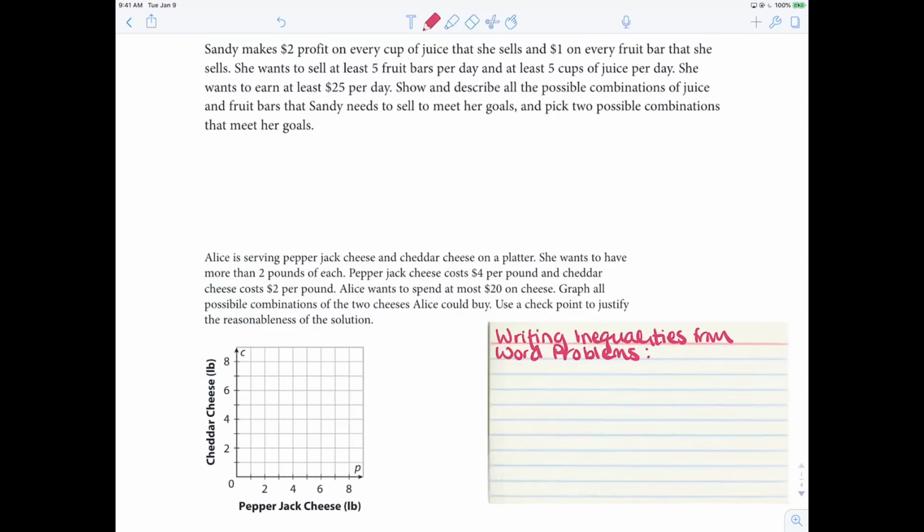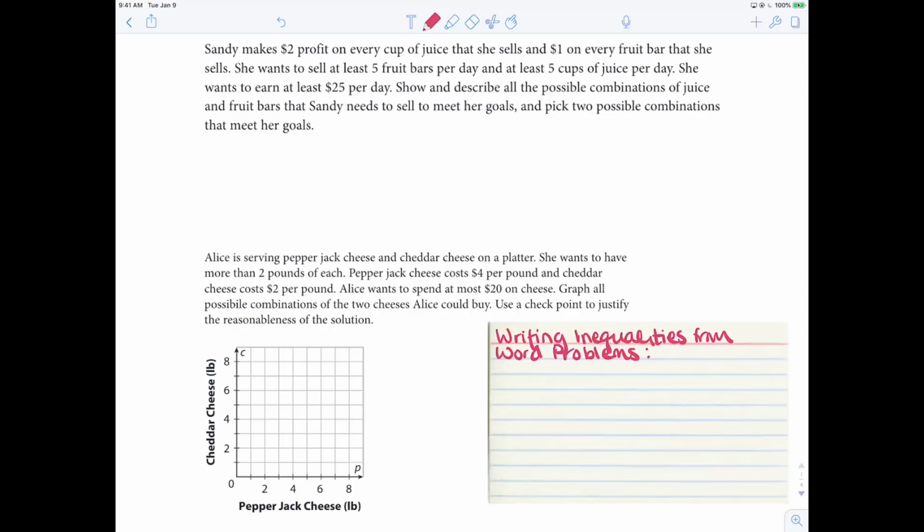Sandy makes $2 profit on every cup of juice that she sells and $1 on every fruit bar that she sells. She wants to sell at least 5 fruit bars per day and at least 5 cups of juice per day. She wants to earn at least $25 per day. Show and describe all the possible combinations of juice and fruit bars that Sandy needs to sell to meet her goals, and pick 2 possible combinations that meet her goals.